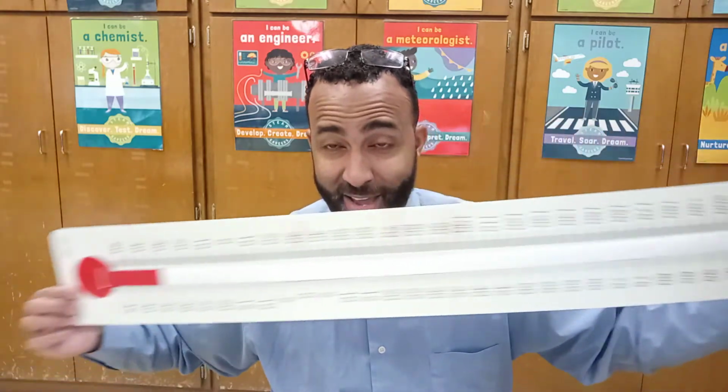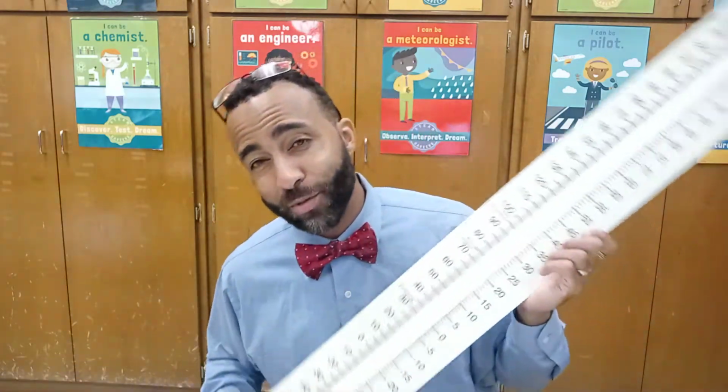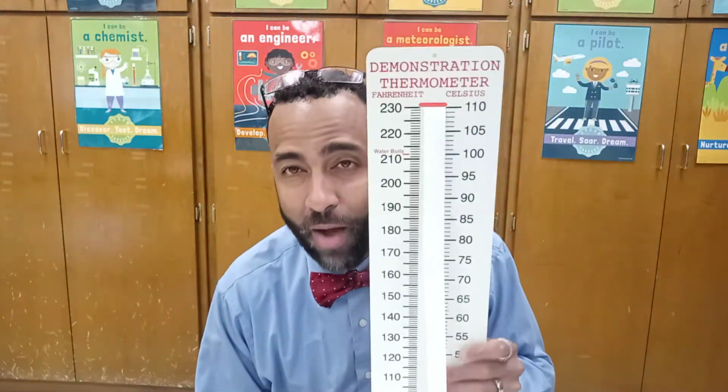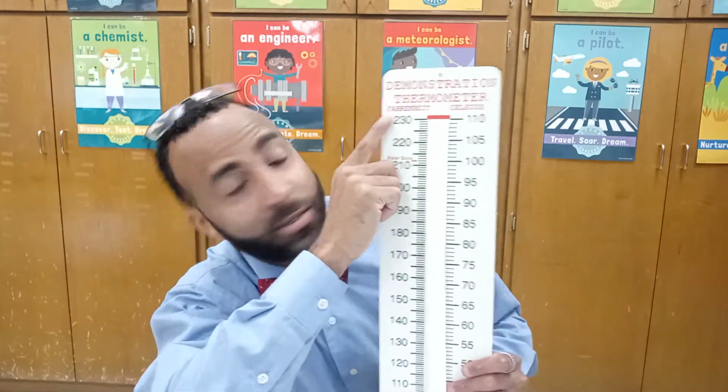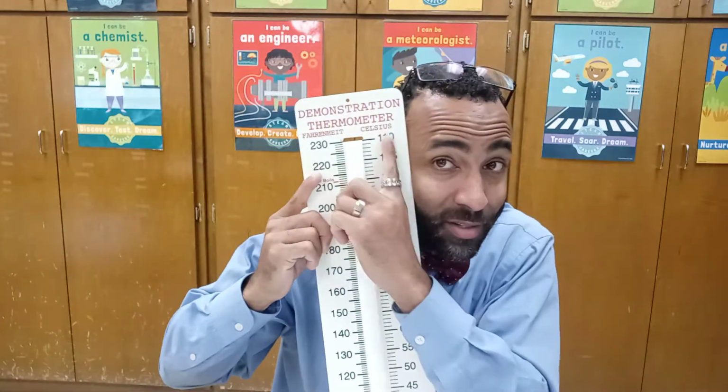But how do we measure it? And how do we even know that it works? Well, we use something like this. This is a giant thermometer. It's not an actual thermometer because it doesn't work, but it is a great model to show you how it works. You're going to see numbers on the left and numbers on the right. There's one word that says Fahrenheit and another word that says Celsius, and both of the words are important. But for science, we only use Celsius.